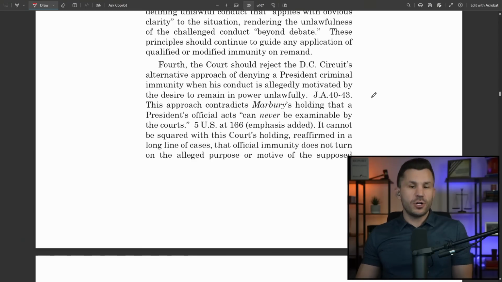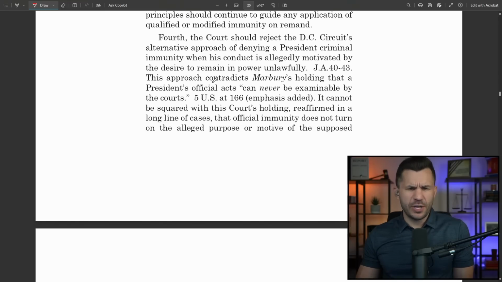And fourth, you should also reject the circuit court's alternative approach. Chutkan came up with this weird thing where she said, Donald Trump wanted to remain in power unlawfully, right? So if you have a bad motive, that will breach your immunity. That was Chutkan's deranged argument.